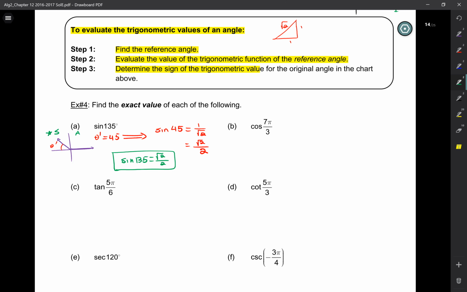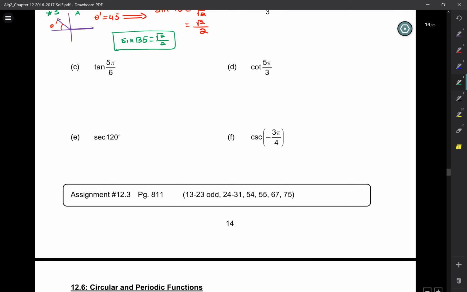Okay? For homework, I would like you to do this, but just skip this one. 24 to 31. You can do the ones before and the ones after. Okay? All right. I'll see you guys next week.